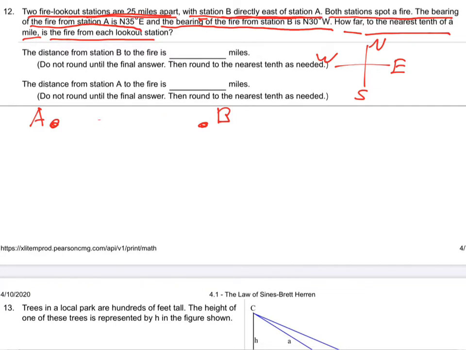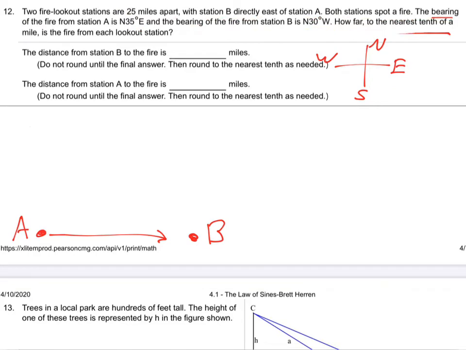Okay, let's keep going. Both stations spot a fire. The bearing of the fire from A is north. Oh, it's north. So I better move these down because I've got to go north now. I didn't realize. So B is straight to the east, and then the fire. Let me underline the words I'm specifically reading right now. The bearing of the fire from Station A is north 35 east.